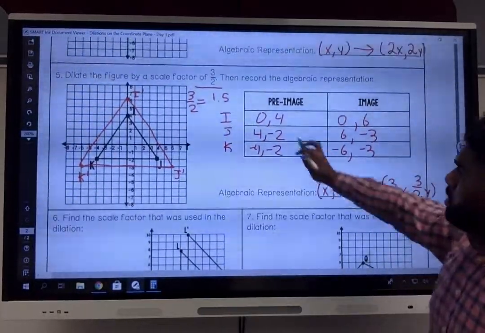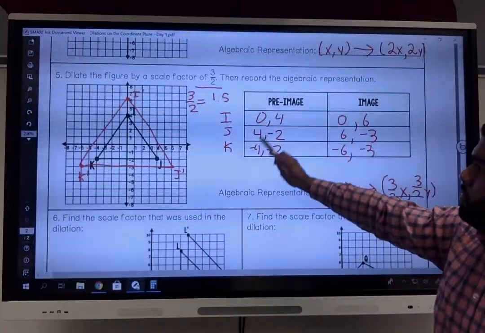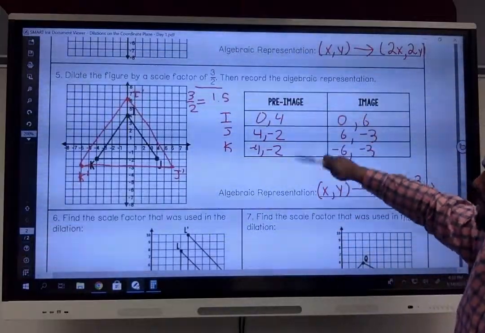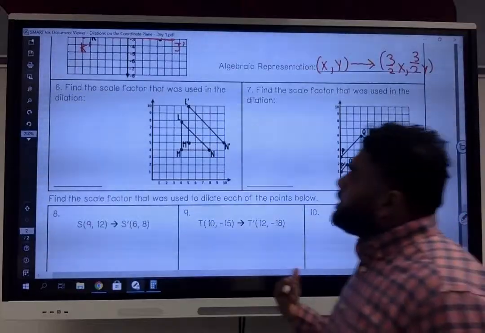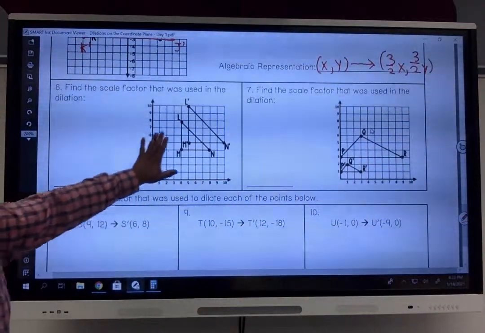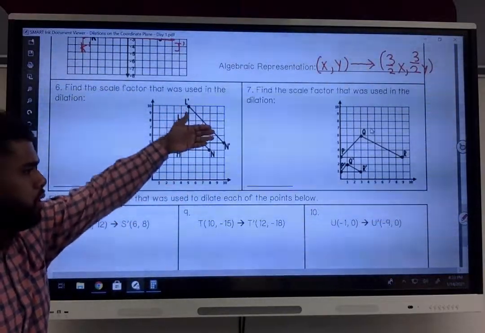Because we took our 0 and multiplied it by 1.5, and it stays 0. We took our y value 4 and multiplied it by 1.5 to get 6. That's what we did for all of these. So question 6 is asking, find the scale factor that was used in the dilation. They already applied the scale factor to the old image and made a new one.